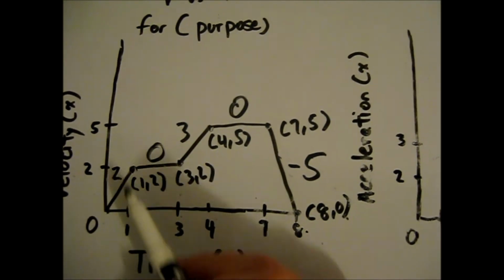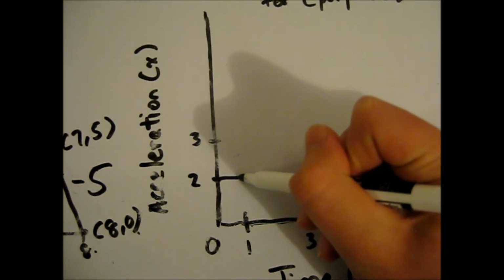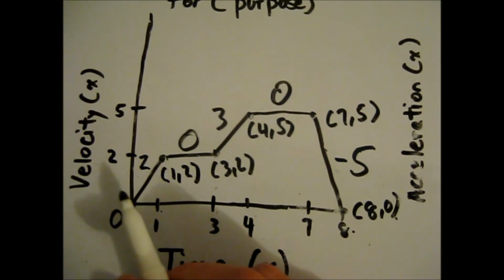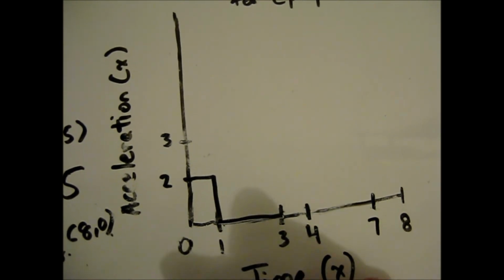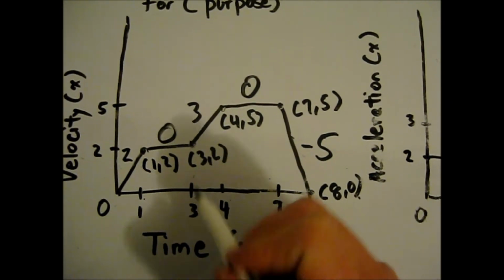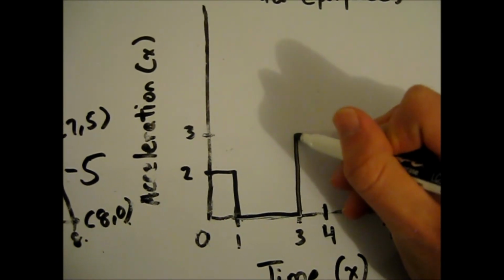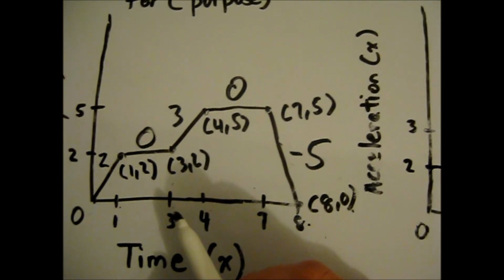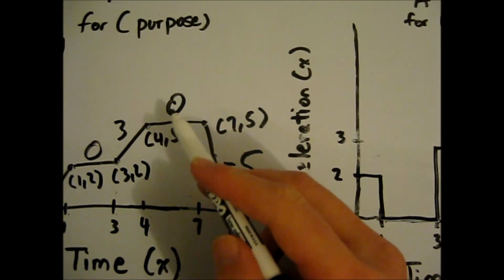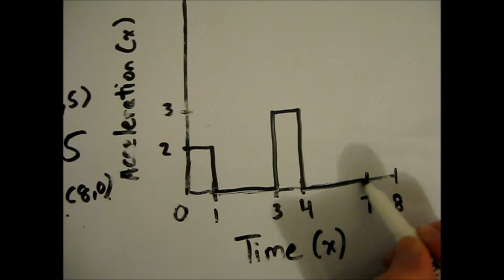So from 0 to 1, the slope is 2. That means we take 2 and draw all the way to 1 second. And then from 1 to 3 is 0. So that means this line has to drop down back to 0 and go across until it touches 3. From 3 to 4, slope is 3. So that means from 3, we have to move back up until it touches 3 over here, and then move it towards 4 seconds. From 4 seconds to 7, it is slope of 0. So that means this drops down back again and goes across the x-axis.